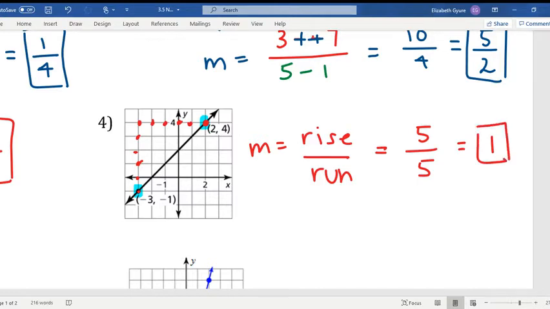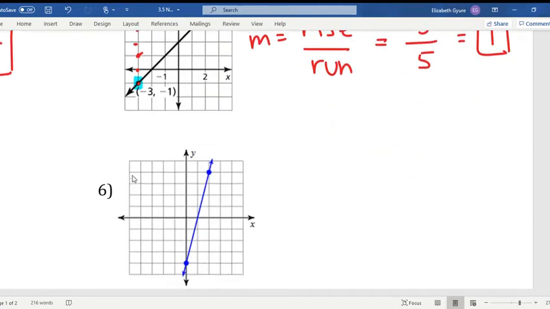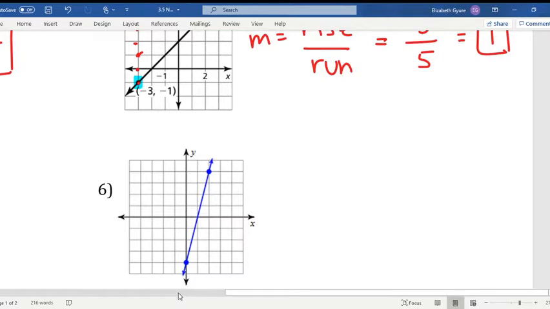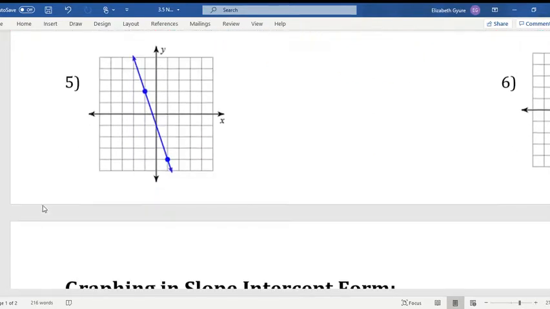That means for every time I go up 1, I go right 1. I go up 1, I go right 1. That's how that works. All right, we're going to try this 2 more times. Then we'll take a little break and then we'll do some graphing. So number 5.